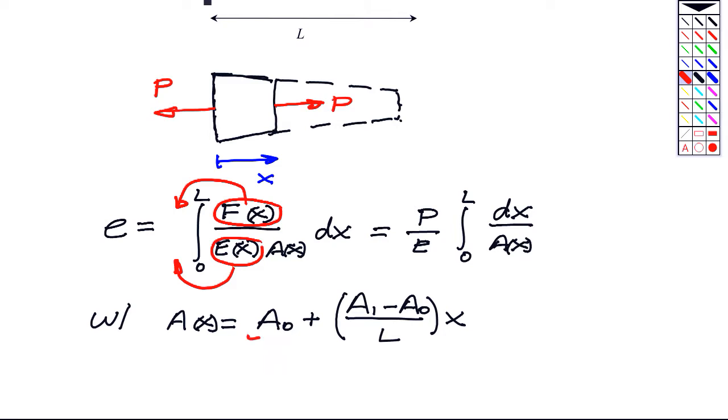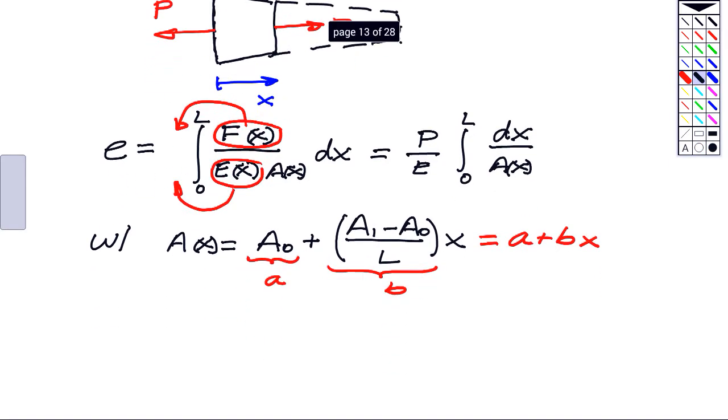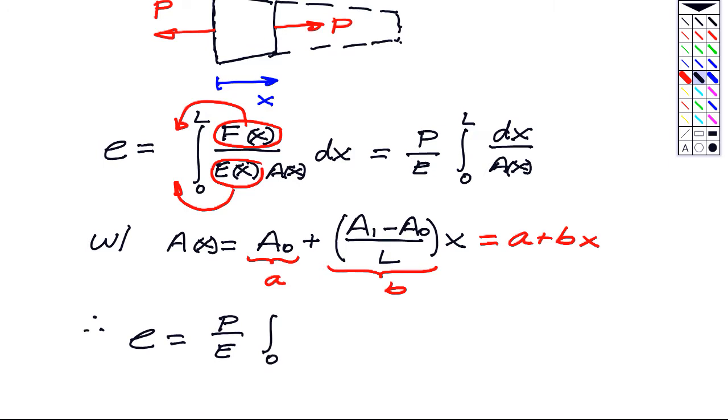Just as shorthand notation, I'm going to call this A and then I'm going to call this B. So from here on out until I get to the end, I'm going to write that the area is equal to A plus Bx. So therefore, our elongation is the integral 0 to L of dx over A plus Bx, like this.